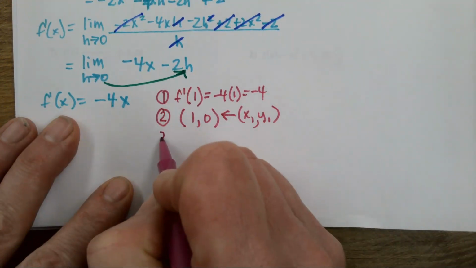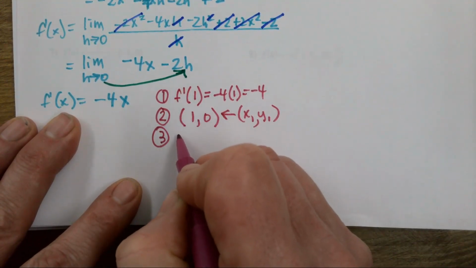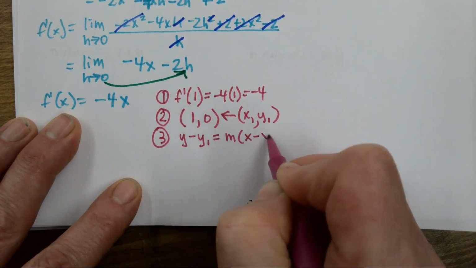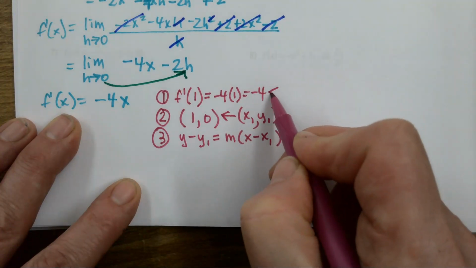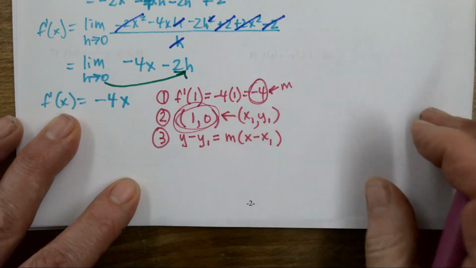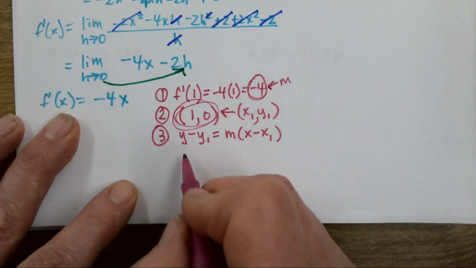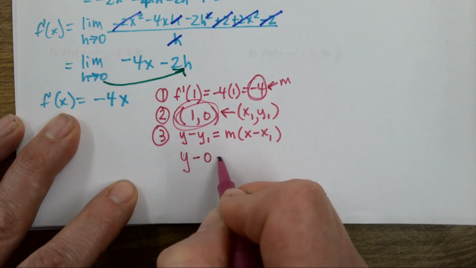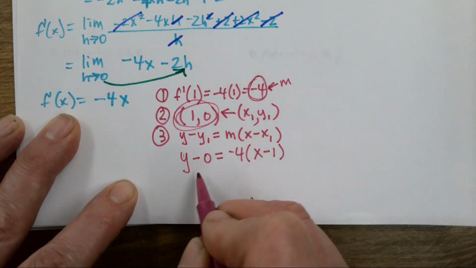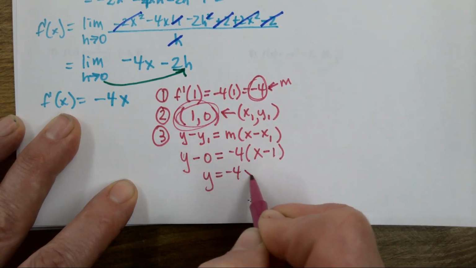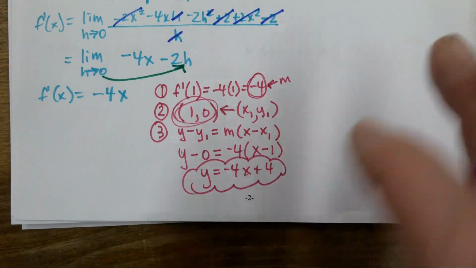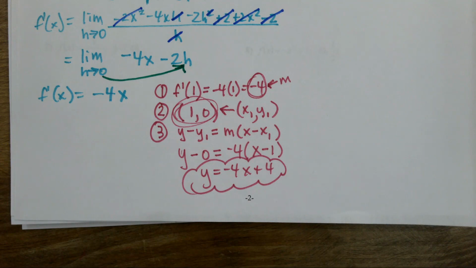Number 3, put it in point slope form. Y minus y1 equals slope times x minus x1. There's my slope. There's my x1, y1. So this is y minus 0 equals negative 4 times x minus 1, or y equals negative 4x plus 4. And that's how we finish that off.